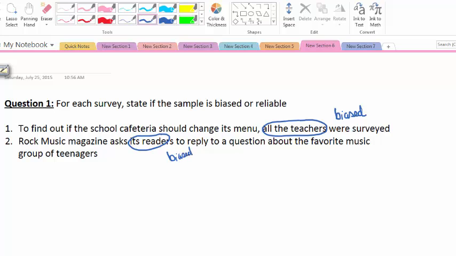Why? The sample is biased because the readers are most likely fans of the rock music and not all teenagers prefer rock music, so it's biased. This is how we can answer the question. We have to think about which word is the keyword, then I can decide if it's biased or reliable.